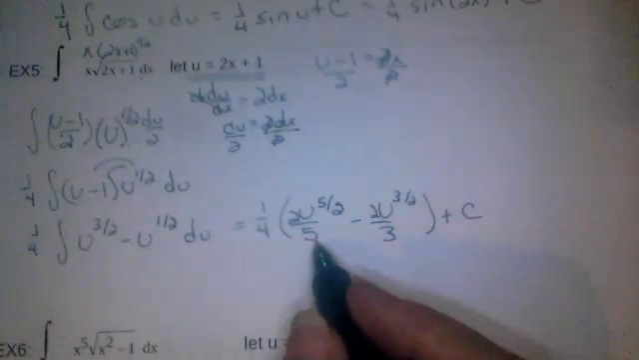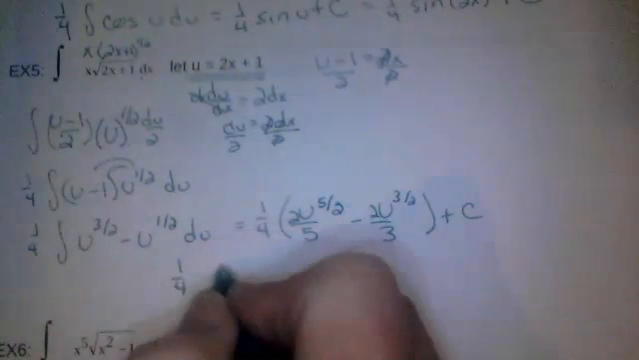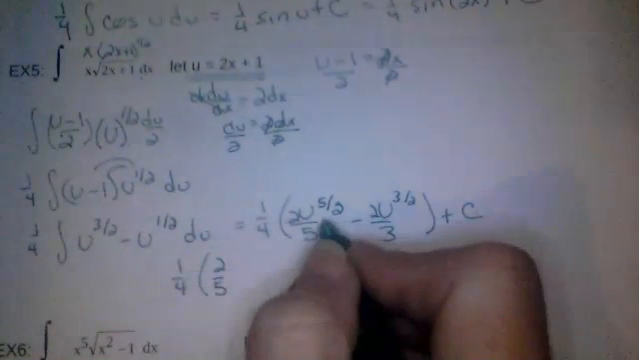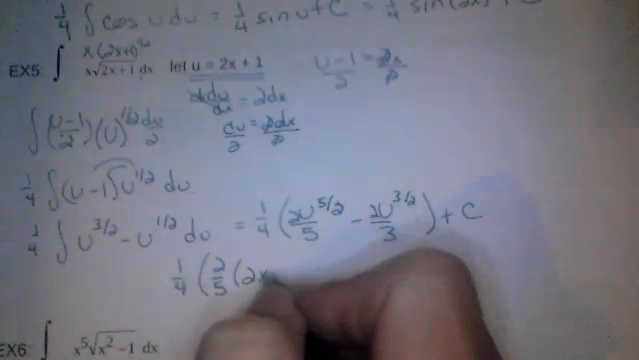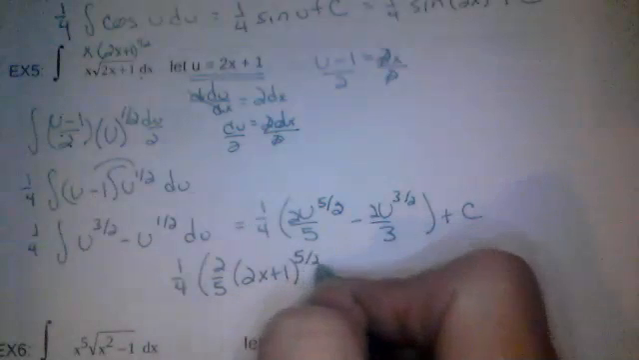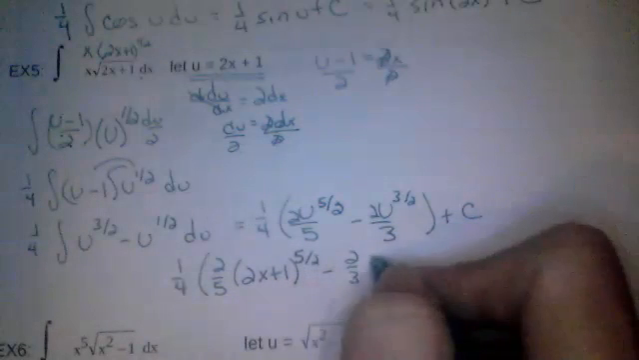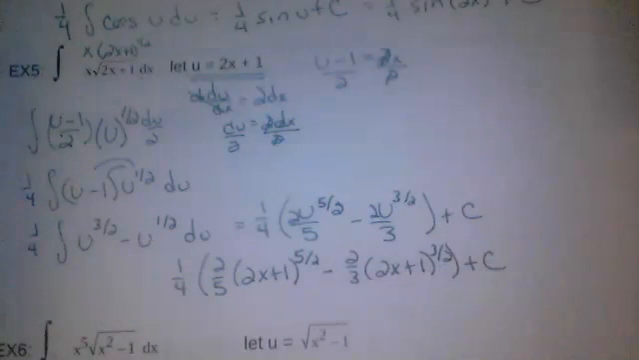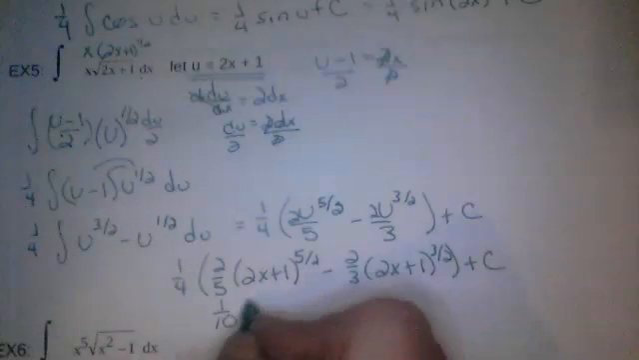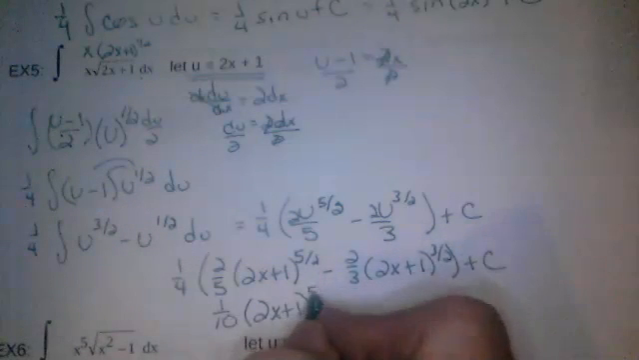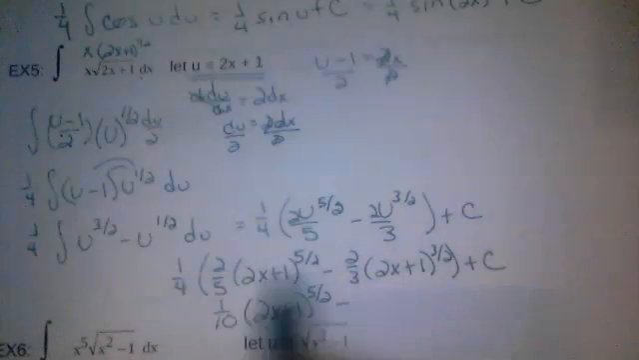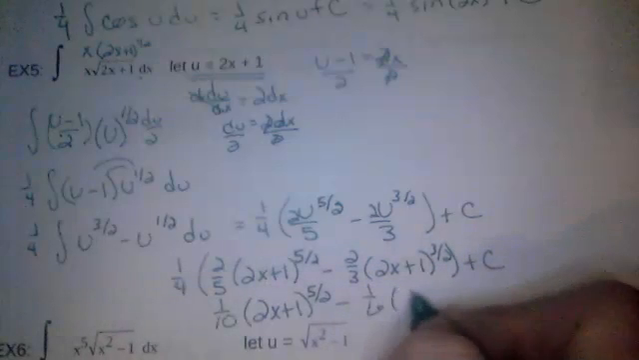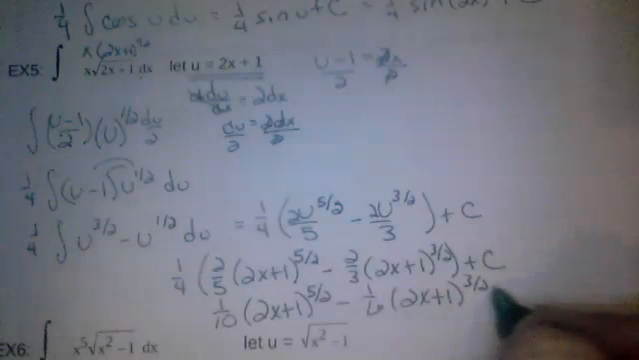So I get 1/4 times 2/5, and u was 2x plus 1, so 2x plus 1 to the 5/2 minus 2/3 times 2x plus 1 to the 3/2 plus c. And then if we distribute the 1/4 in there, this would be 2/20 or 1/10, 2x plus 1 to the 5/2 minus, and this would be 2/12 or 1/6, 2x plus 1 to the 3/2.